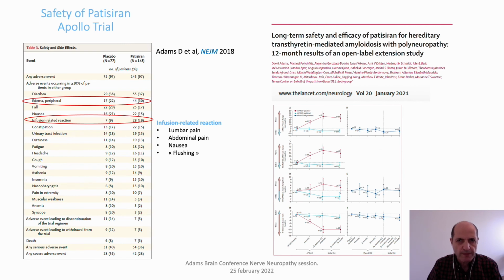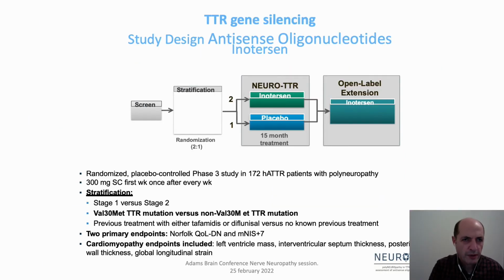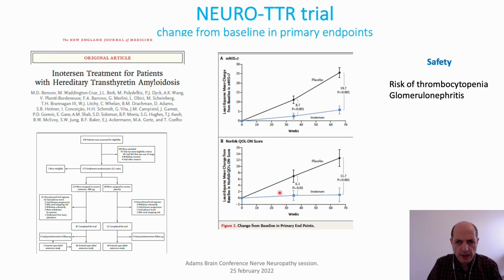the APOLLO trial. There is another approach of TTR gene silencing with the antisense oligonucleotide inotersen, with a similar clinical trial with inotersen or placebo and 18 months treatment. The NEURO-TTR trial, which assesses the antisense oligonucleotide inotersen, was also positive. Change of mNIS+7 and quality of life at 18 months versus baseline were positive as compared to placebo group.